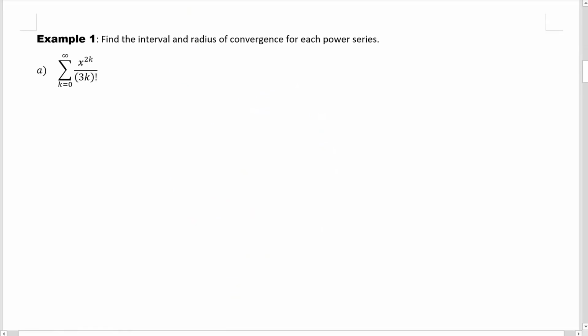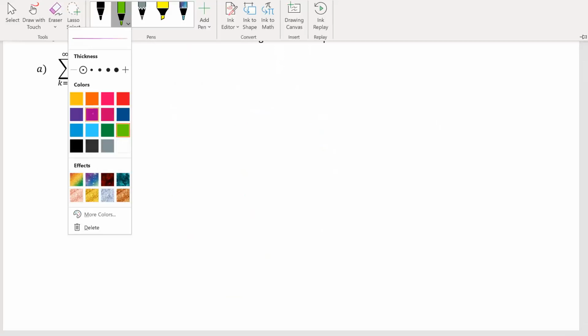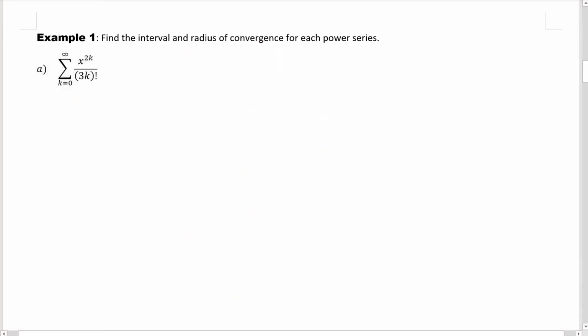And now it's time to look at examples. I'm going to separate into steps so you can follow. So what is the first step? You want to figure out the center. So what's the center in this case? Well, if you have x minus a to the k, then your center is a. Here you see x to the 2k, which is like x minus 0 to the 2k, so the center is 0.